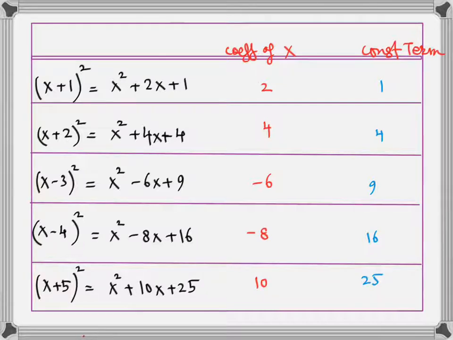Third, minus 6. Half of minus 6 is minus 3. Minus 3 square is 9. Minus 8. Half of minus 8 is minus 4. Minus 4 square is 16. Half of 10 is 5 and 5 square is 25. That means for such expressions of the form a plus b whole square or a minus b whole square, it is a must that the constant term should be the square of half the coefficient of x. Remember this phrase, we'll be using it in a short while.